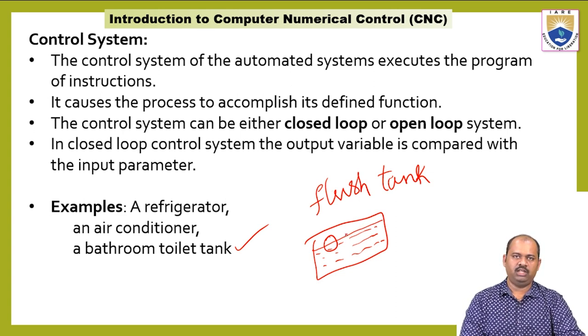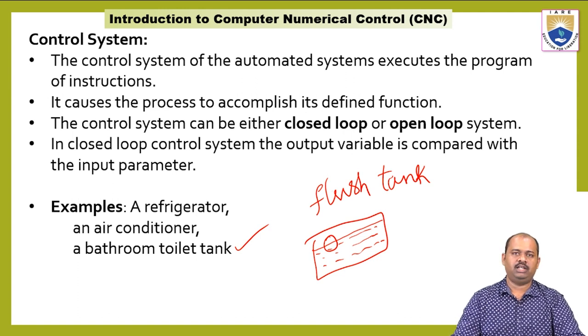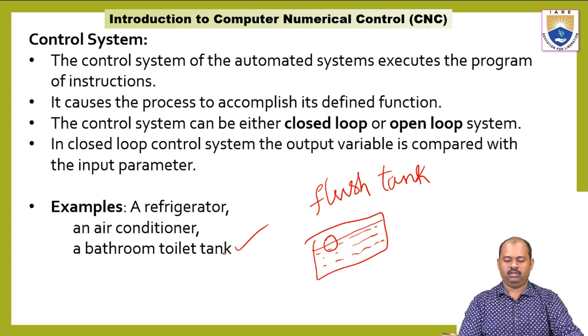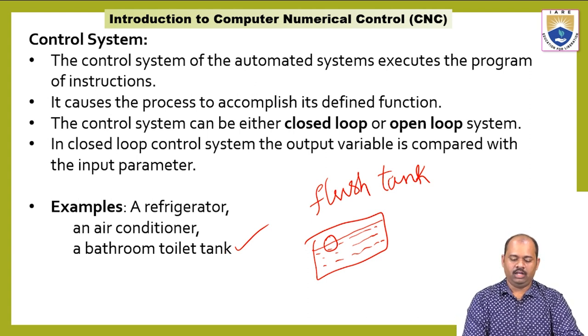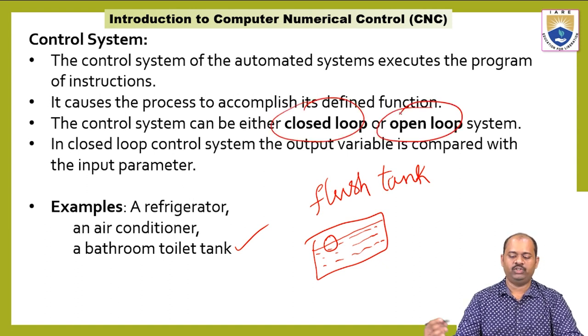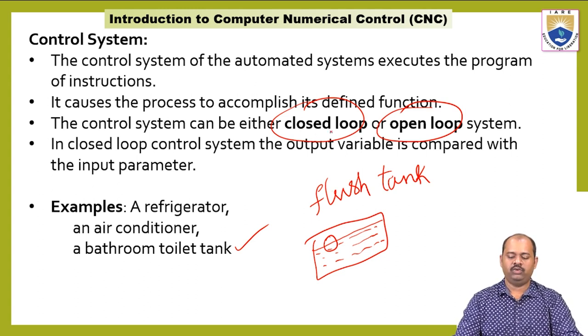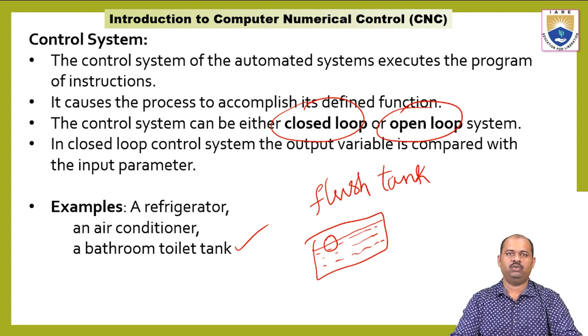This can be used in any tank systems also, like overhead tanks. Nowadays people are using sensors for identifying whether the tank is full or not. So this is the basic example of a feedback control system, which can be used in day-to-day life. That's all for today. The closed loop system is also called a feedback control system. In the next class, we are going to discuss these two topics, open loop and closed loop systems.